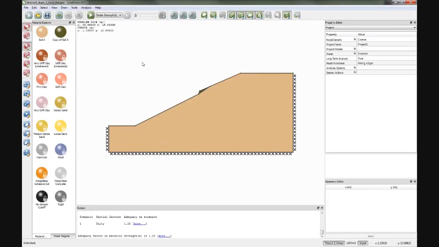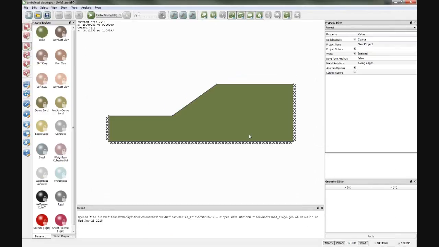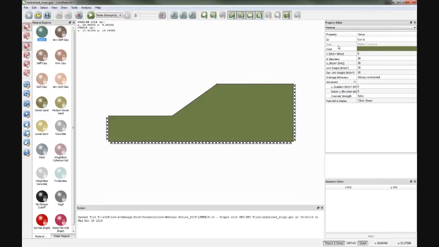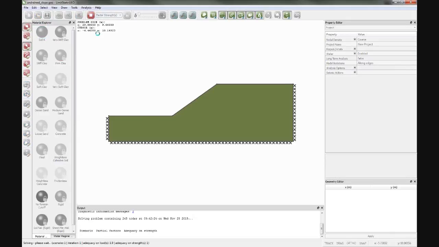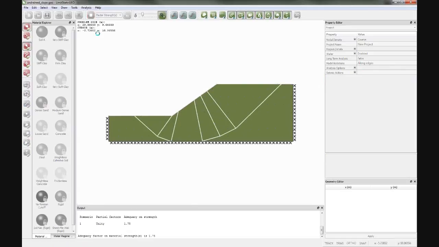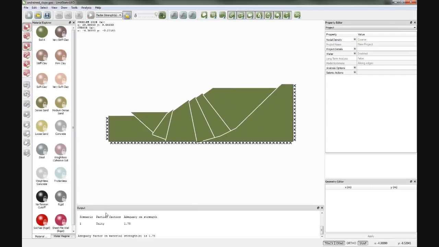Now, if you've got a slope which is not stable or doesn't have the required factor of safety, then you might well want to look at improving the slope and increasing its stability. And of course, you can do that in various ways. We'll look at another example. Revert back to an undrained slope. So here we've got a soil A which is always undrained and has a cu of 30 and a weight of 20. If I solve that problem, I get a deep failure and an adequacy on strength of 1.75.